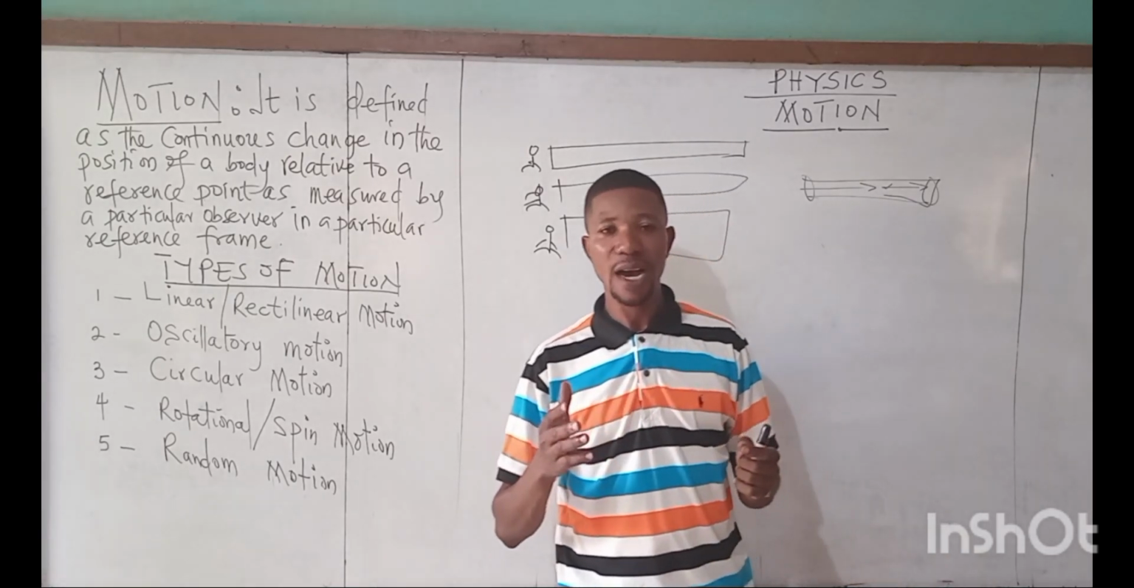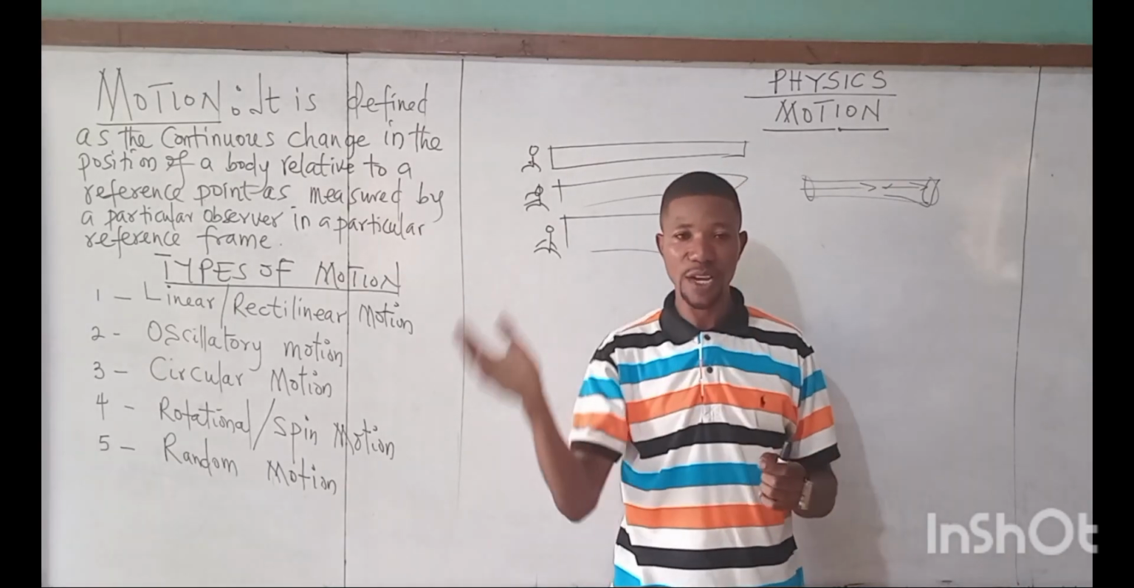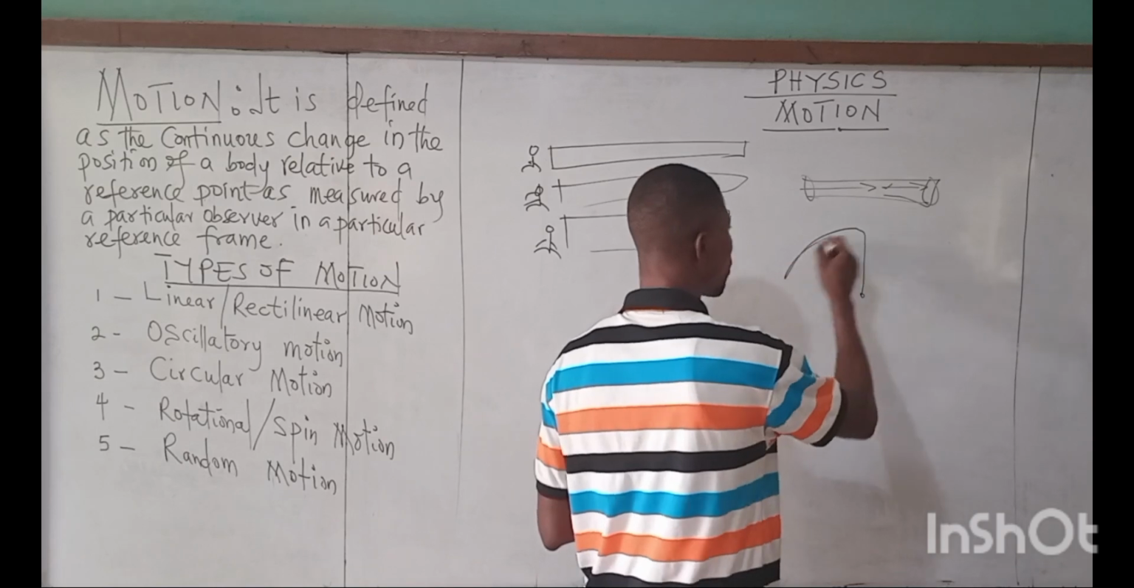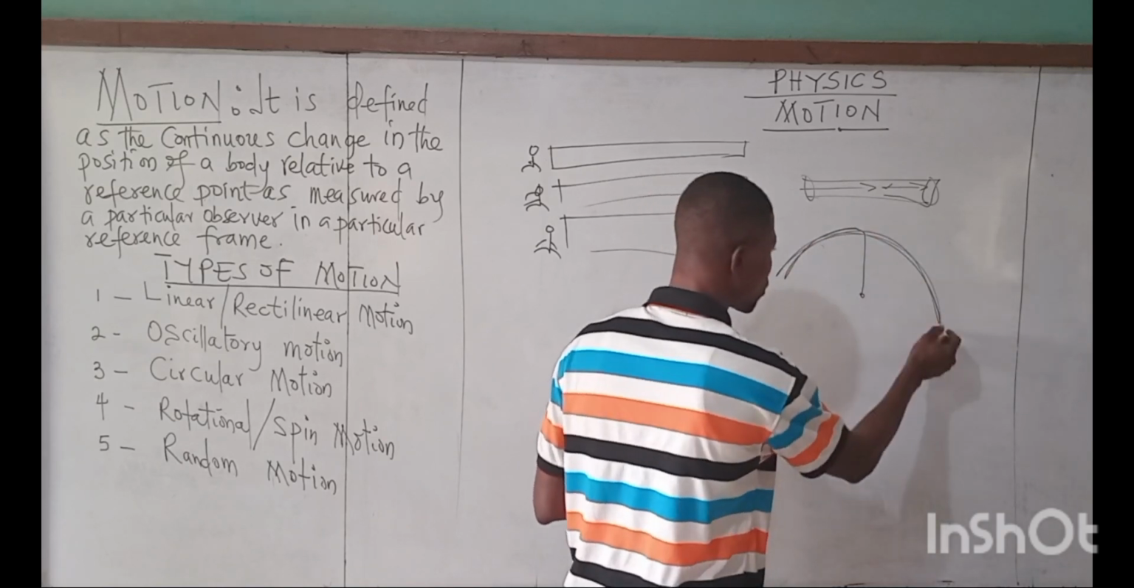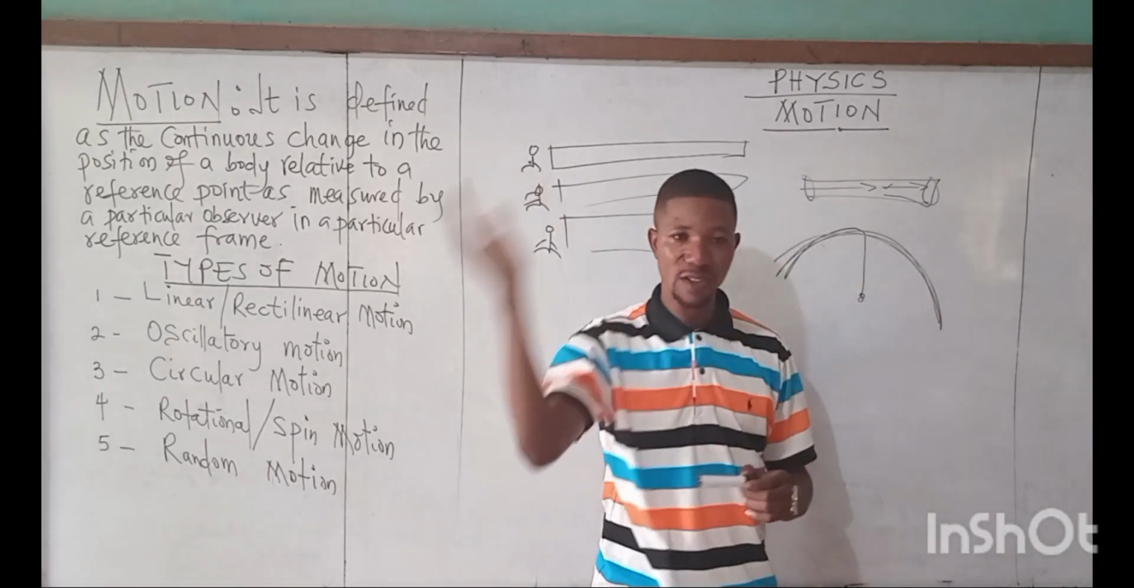A car wiper always cleans the windscreen when the windscreen is dirty or it is raining. You see the car wiper moving like this, cleaning the windscreen, moves this way, comes back, moves this way, comes back. It has a fixed point where it moves like this and comes back.